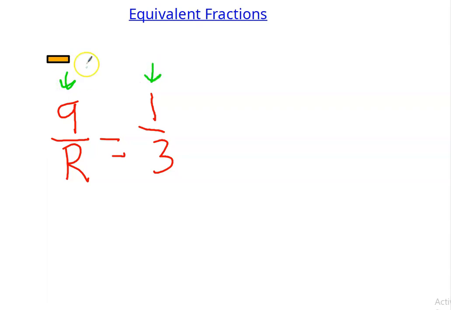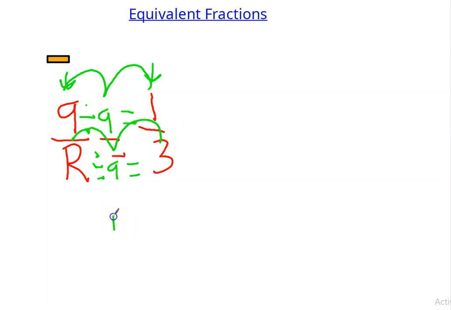So we see we're going from 9 and we have 1. So how do I get from 9 to 1? Well, I divide by 9 equals 1. So what that means is r divided by 9 equals 3. All right, so what we want to do is use our inverse operations and go the other way. So instead of saying 9 divided by 9 equals 1, I can say 1 times 9 equals 9, and 3 times 9 equals 27, so r equals 27.